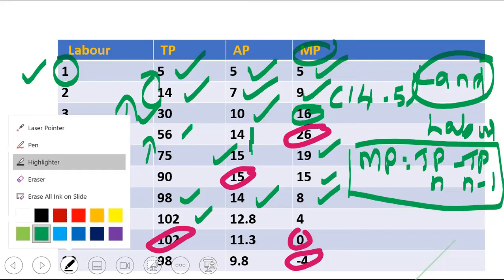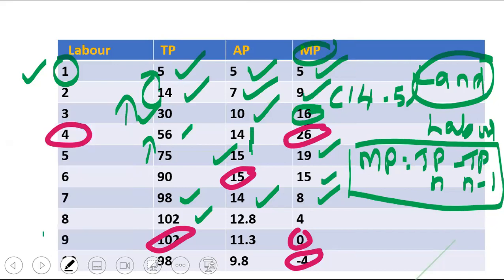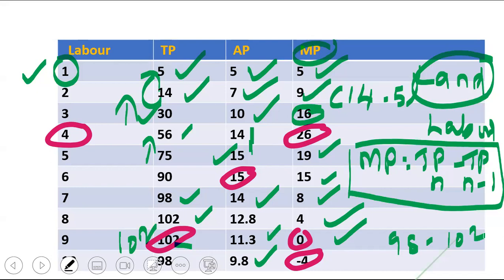Then it is 102 only. 102 divided by 9, 11.3. This is very important. 102 minus 102, 0. Last column, the value is 98. 98 divided by 10, 9.8. 98 minus 102, I am getting minus 4. Complete the table properly, and everybody has to mention in the chat box.